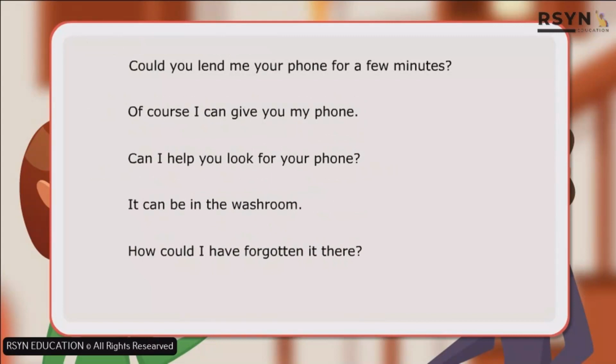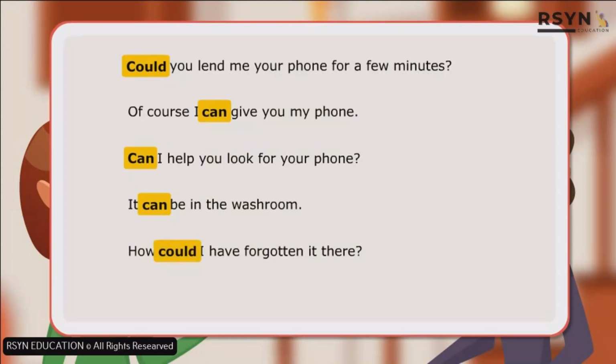Could you lend me your phone for a few minutes? Of course, I can give you my phone. Can I help you look for your phone? It can be in the washroom. How could I have forgotten it there?